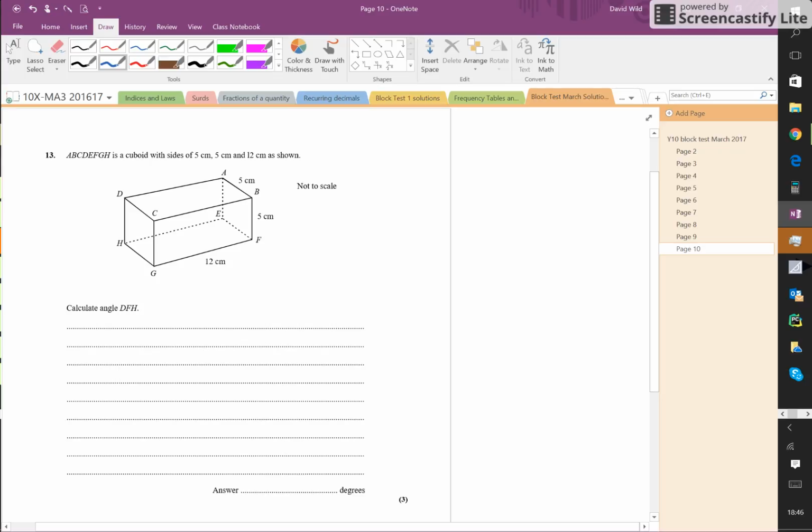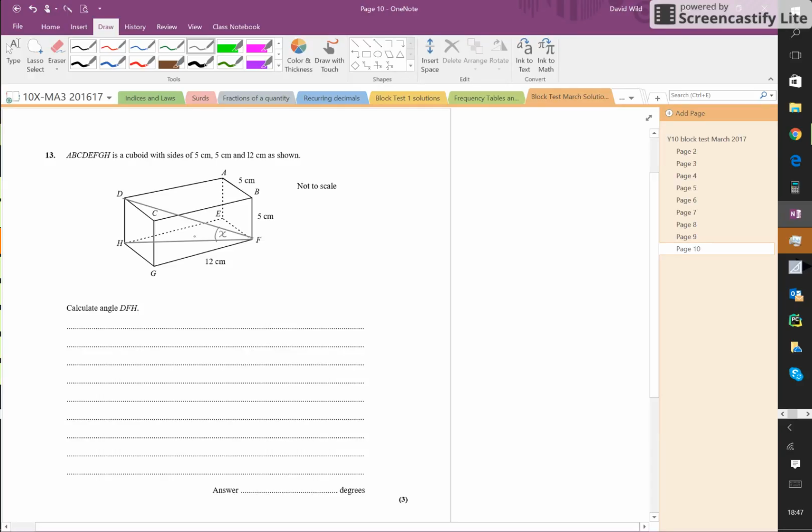Okay, so this last question, question 13, is some three-dimensional trigonometry, and we need to calculate the angle DFH. So DFH, what does it look like? Let's draw a line from D to F, and then F to H. The angle that we're after is this angle here. Let's call that angle X. That's the angle that we're trying to find here.